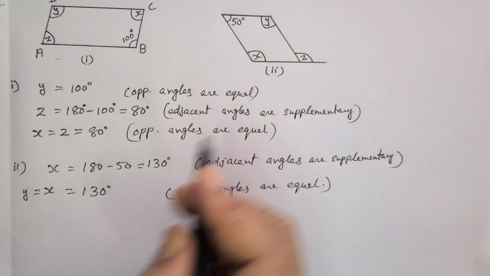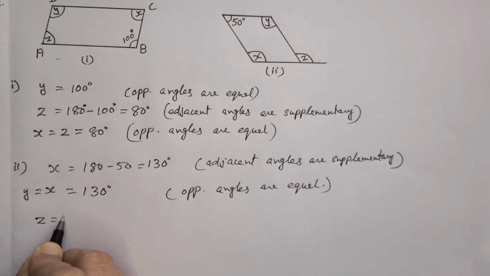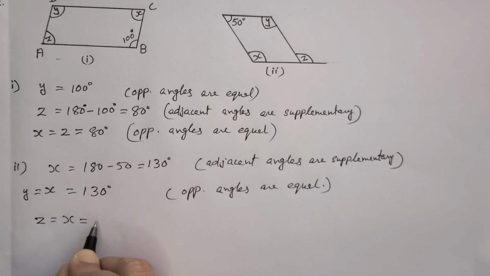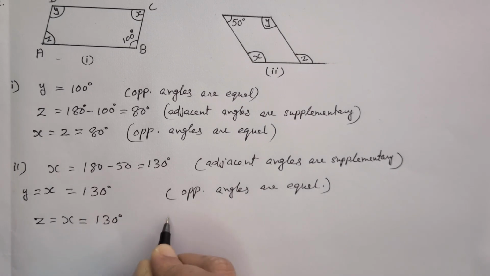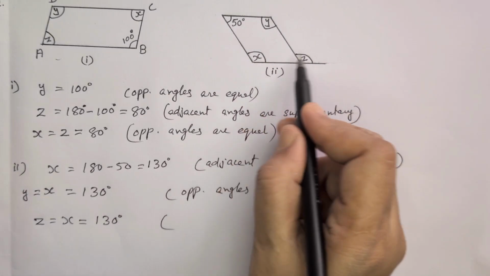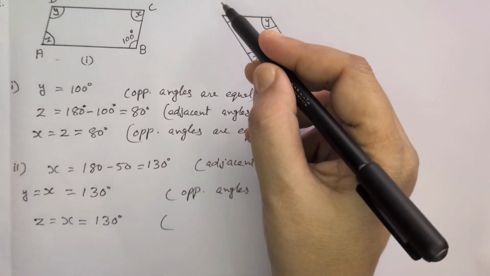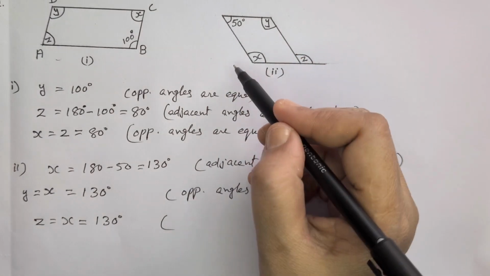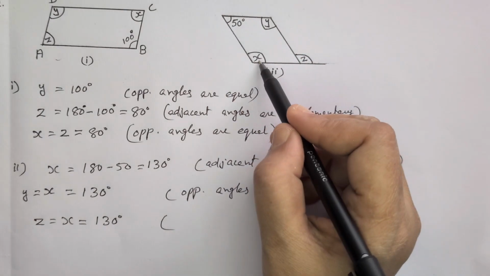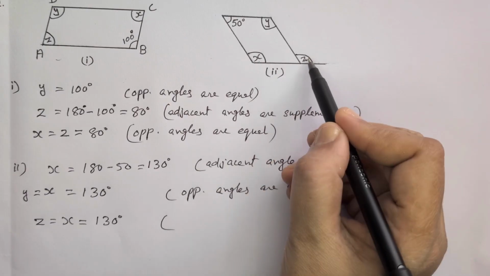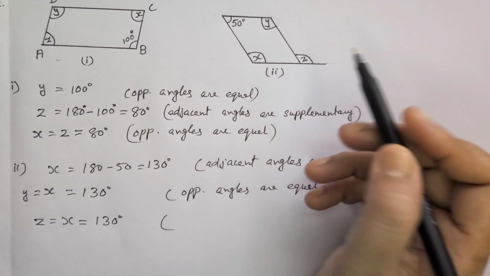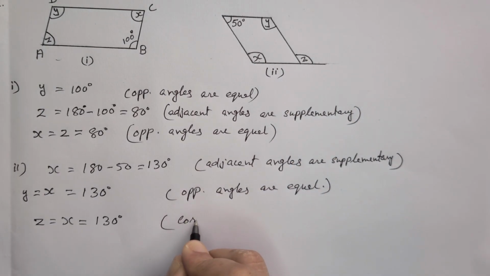Then Z. Z is equal to x, which is equal to 130 degree. What is the reason? These are corresponding angles. When two parallel lines and the transversal, these two angles are coming corresponding way. So corresponding angles are equal.